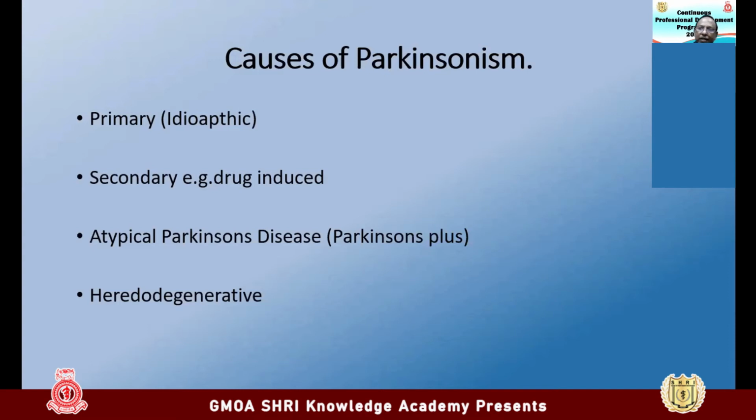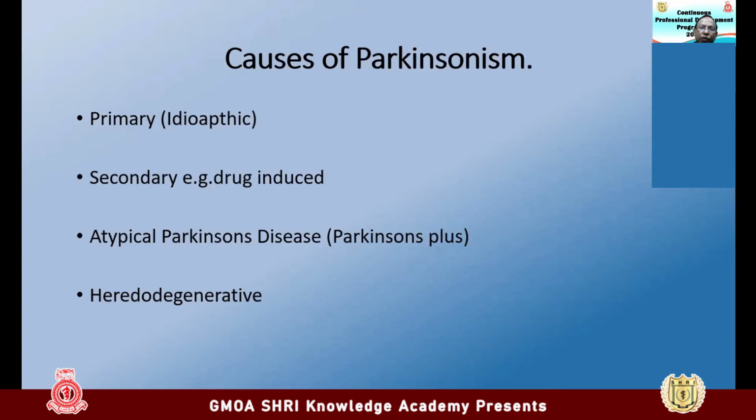There are a lot. I'll discuss in a couple of slides. The final thing is what we call genetic or heredodegenerative. As you know, there is genetic young onset Parkinson, there is genetic related, and the most common condition we should not miss in a heredodegenerative condition is Wilson's disease, where the patient comes with Parkinsonism features.